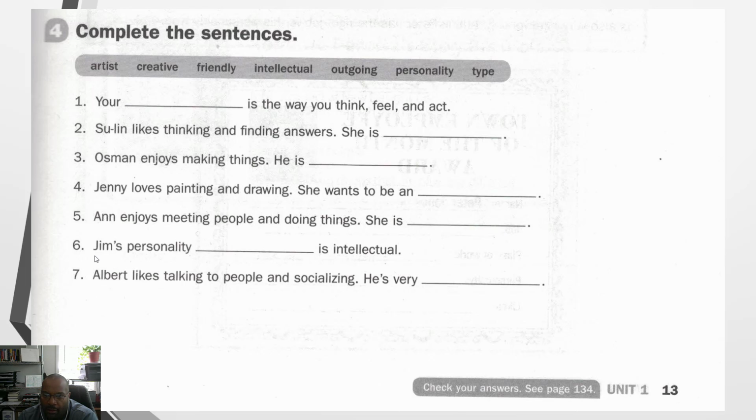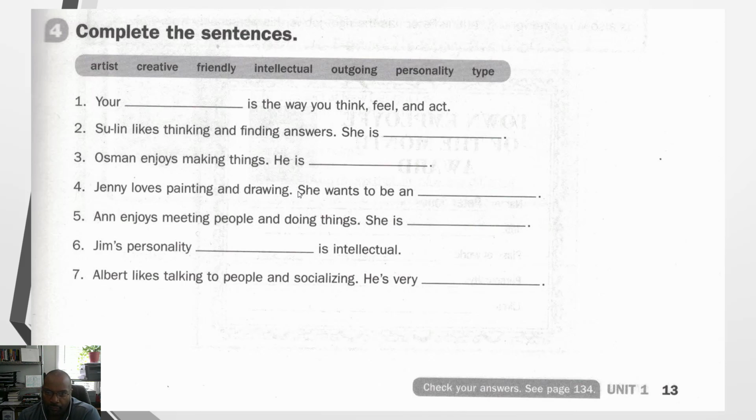Number 6, Jim's personality, blank, is intellectual. I wrote down Jim's personality type is intellectual. And then number 7, Albert likes talking to people and socializing. He is very friendly.